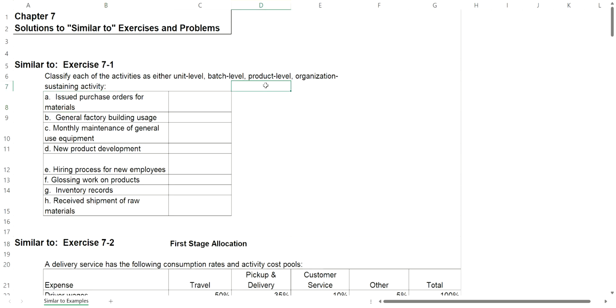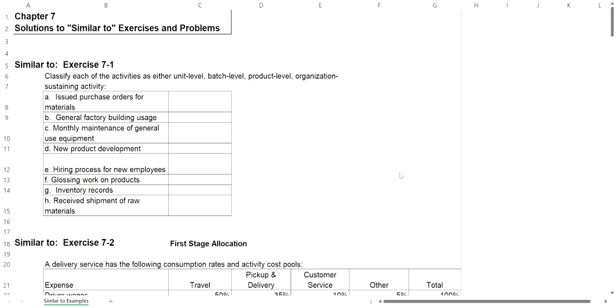Product level activity would be something for a particular individual product, by product. So for example, inventory records usually keep track of inventory for each type of product. And last, organization sustaining is usually for the organization as a whole. For example, general factory building usage. And you can find the answers in the Excel file that has the answers to this practice problem.